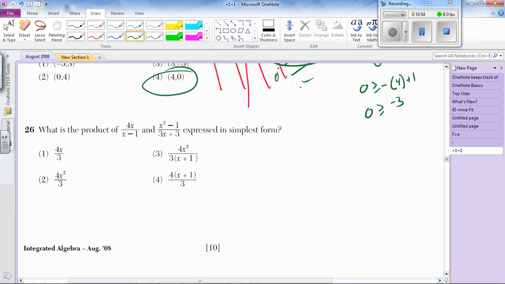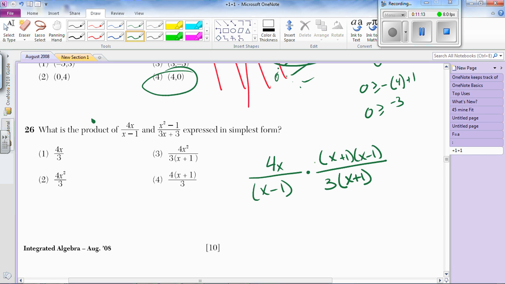Next problem. Product of these, so we're going to have to multiply. Product means multiplication. So nothing to do with 4x. The x minus 1 in parentheses. Obviously this is x plus 1, x minus 1. On this other one, it looks like I can take out a 3, and I'm left with x plus 1. So now I've factored all these. This x minus 1. End up with 4x over 3. Getting close, kids, getting close.